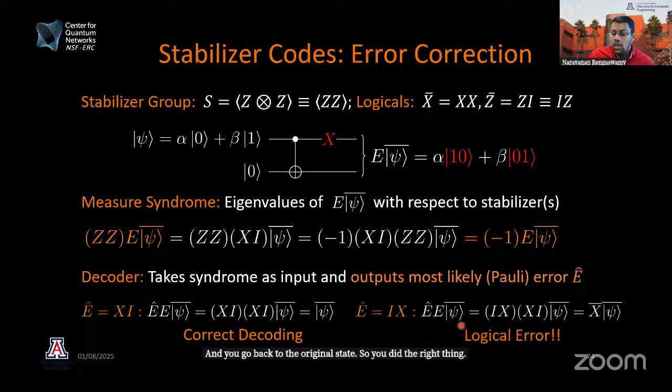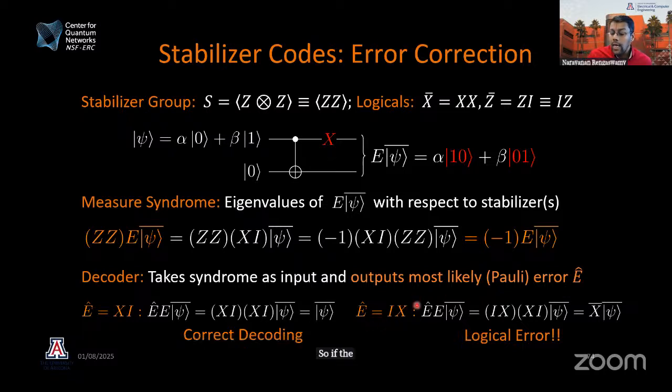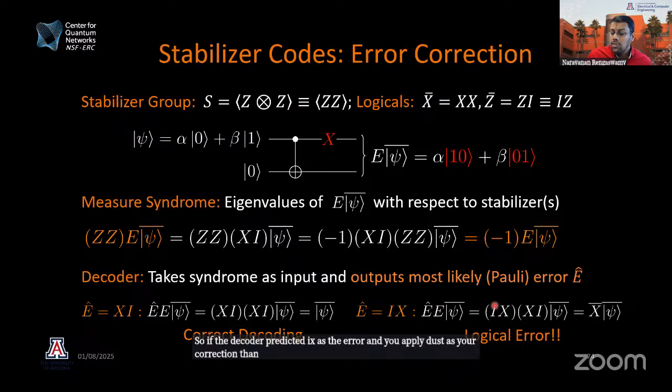So you did the right thing. However, your decoder could have equivalently guessed IX to be the error because that has the same syndrome. It's indistinguishable. So if the decoder predicted IX as the error and you applied this as your correction, then the original error times the correction that you applied actually becomes a logical operator, XX, and therefore you have fundamentally changed the logical information. You have actually applied a logical error to the state.